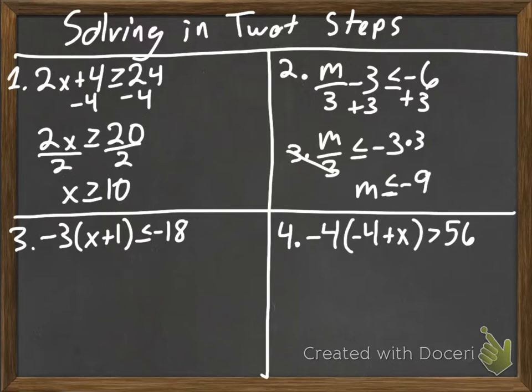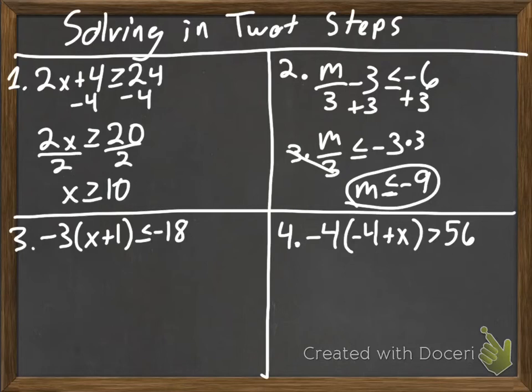Now, something to note. Yes, there is a negative 3 here, and yes, we get a negative number here. But that doesn't mean that our inequality symbol switches. The inequality symbol will only switch, it will only flip, if you multiply or divide by a negative, not if there's just a negative there. So if you multiply or divide by a negative, it flips. That's the only time.